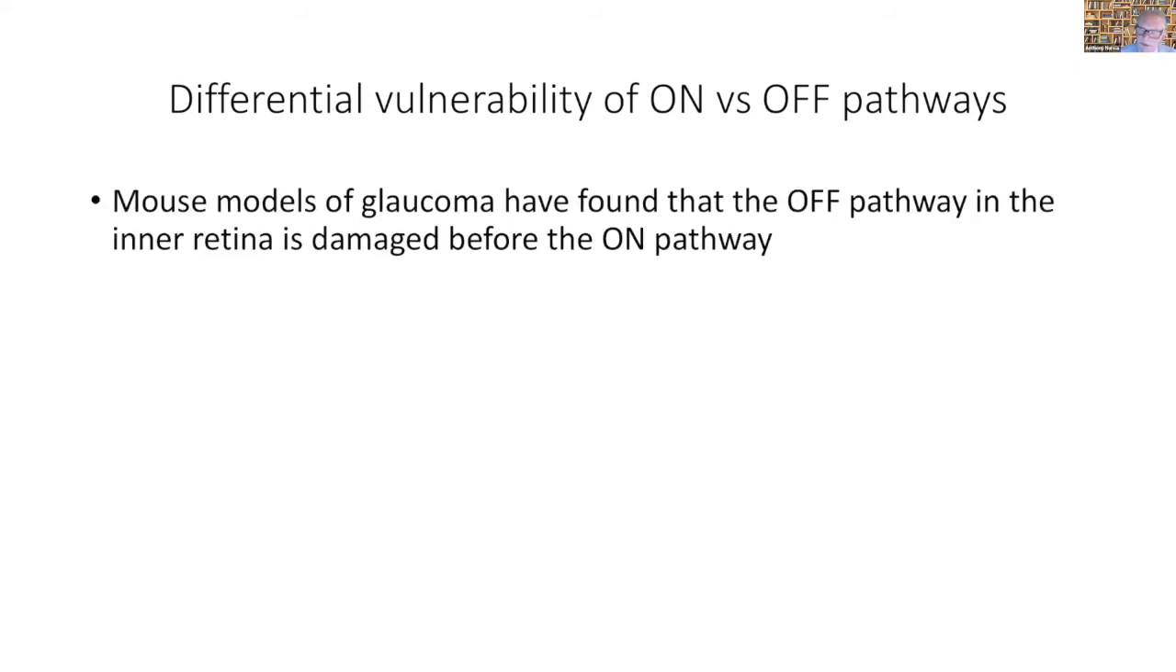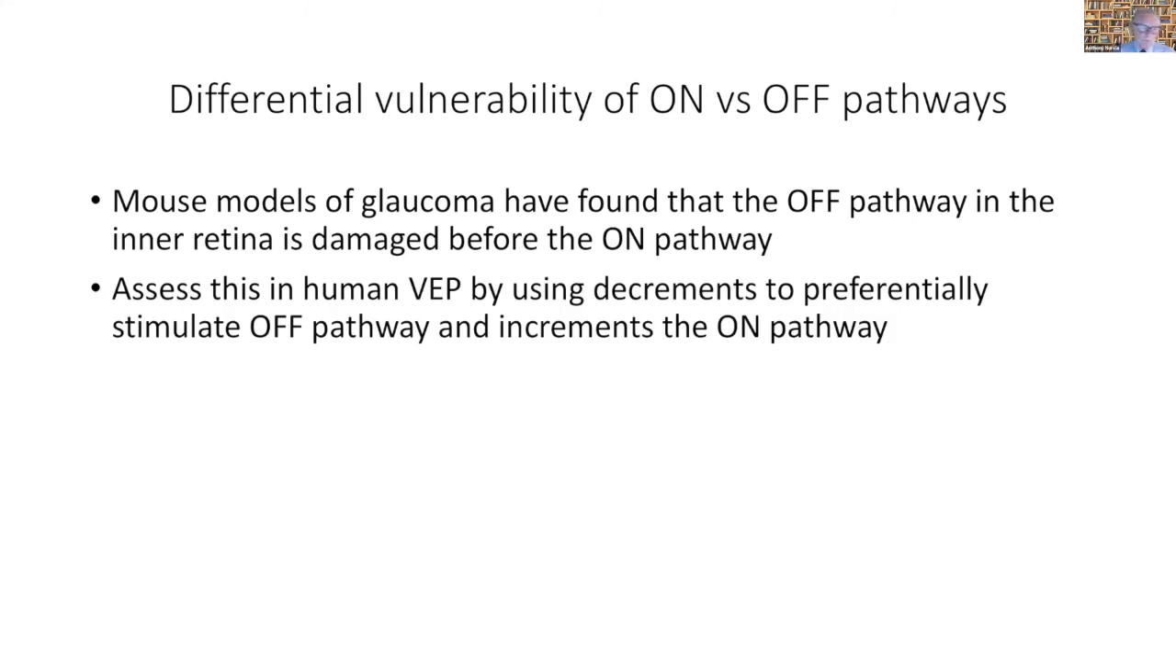And in particular, the off pathway in the inner retina is damaged before the on pathway. And so we were interested in seeing whether a differential loss between on and off pathway function might be an earlier indicator of loss in glaucoma. And the challenge then in humans is to be able to make a measurement that is associated with these anatomical divisions in the inner retina.